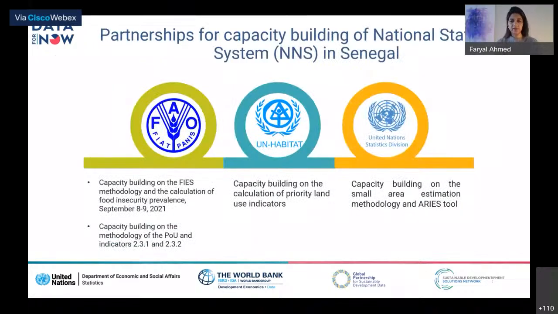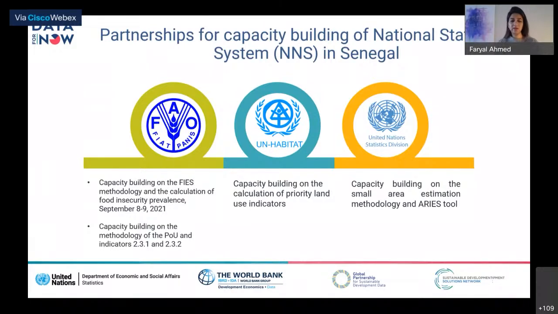So as I mentioned, one of the core things of the project is that we use whatever existing sources we have, tried and tested methods, and customize them to the needs of the countries. In that process, we have closely worked with Senegal's resident coordinator's office as well as the country team to identify what is already being done, and to partner with the various members of the country teams to implement activities in ANSD. For example, we have already partnered with FAO to support activities under SDG 2, and with UN Habitat to provide technical support on priority land use indicators.